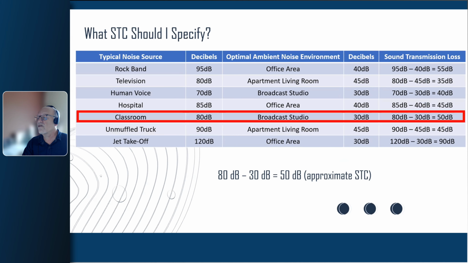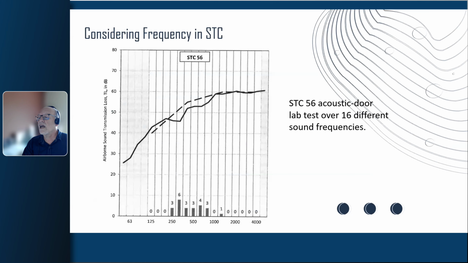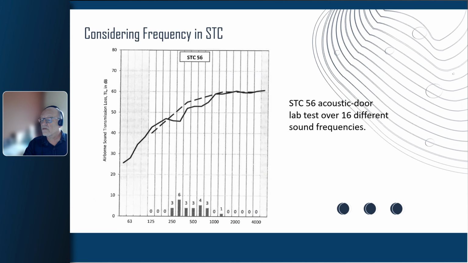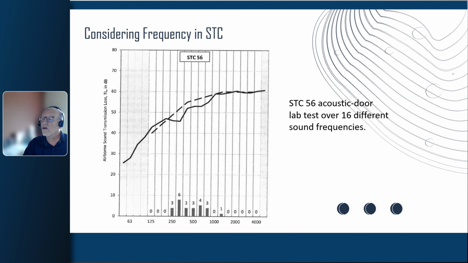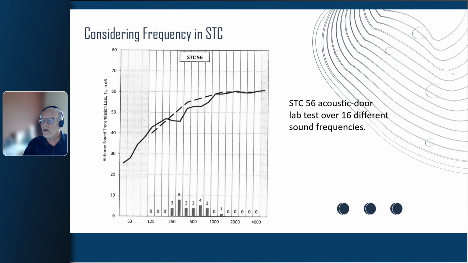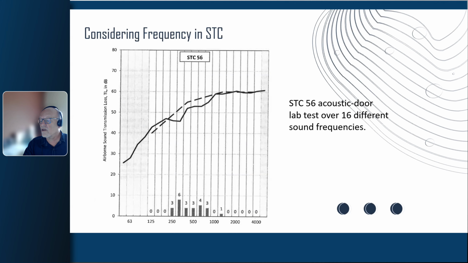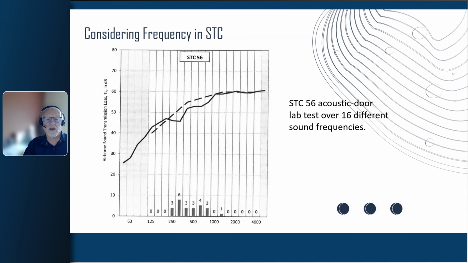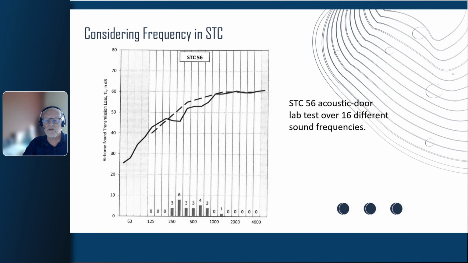So this is a similar slide that's just talking about the broadcast area. And this is actually of a test showing how an STC 56 performs in a lab. And you can see here that we are testing from 125 hertz, you see at the bottom, to 4,000 hertz. And I haven't talked much about hertz yet. This is in accordance with the ASTM standards.